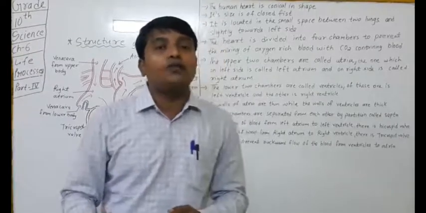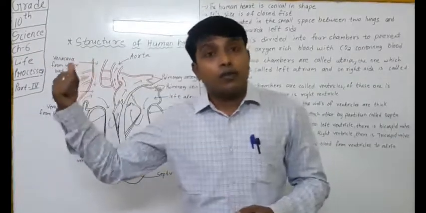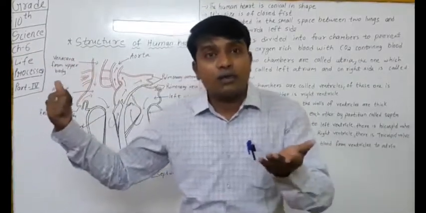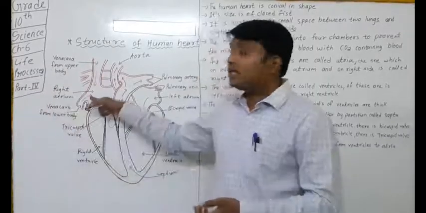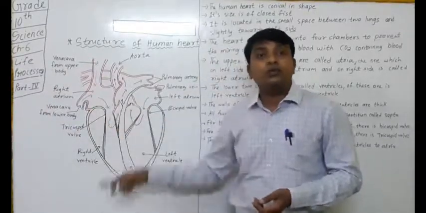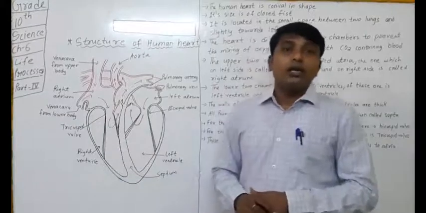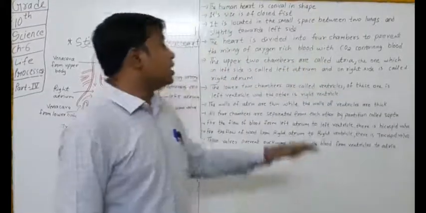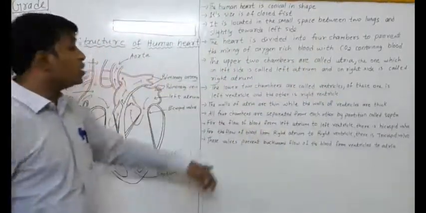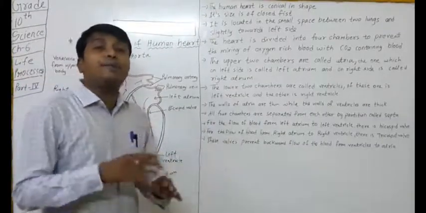out the flow of blood from, you can now say on your own, that is right atrium to right ventricle. Okay, is it clear? So this is the structure of your human heart, and what is the role of this valve? To prevent the backflow.